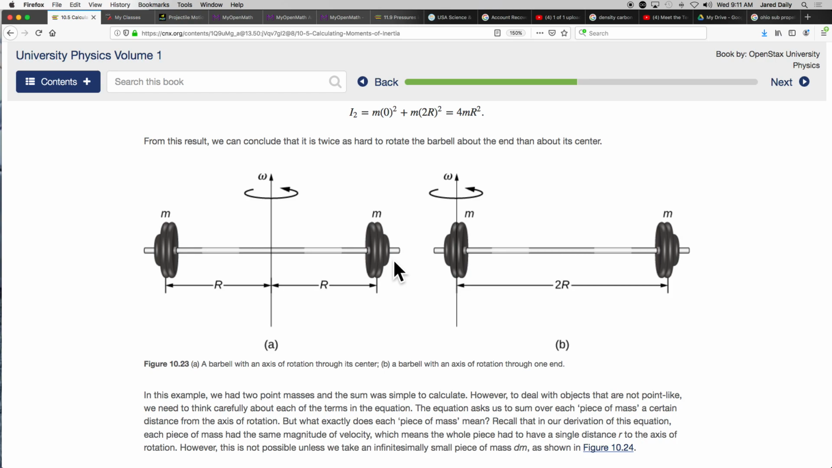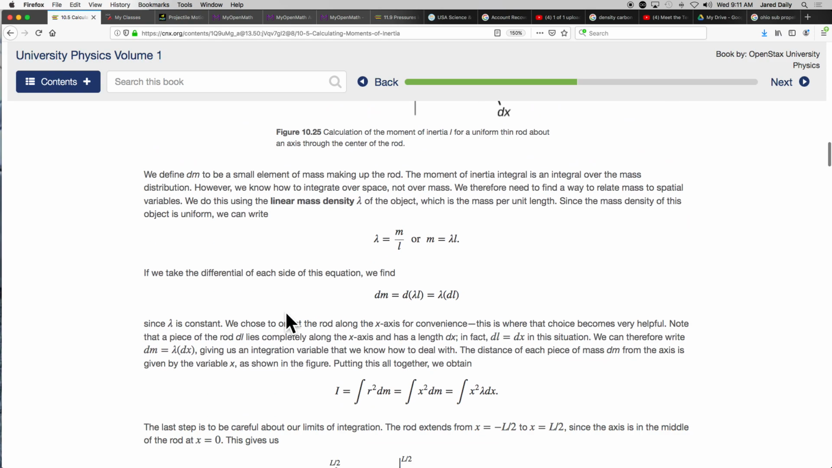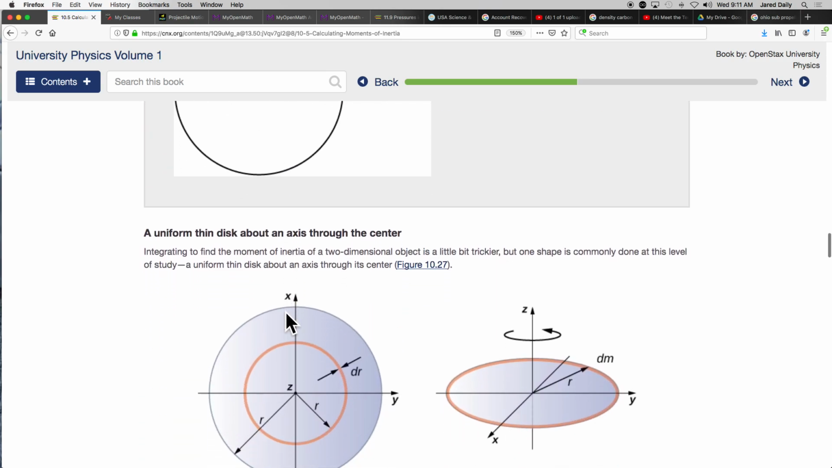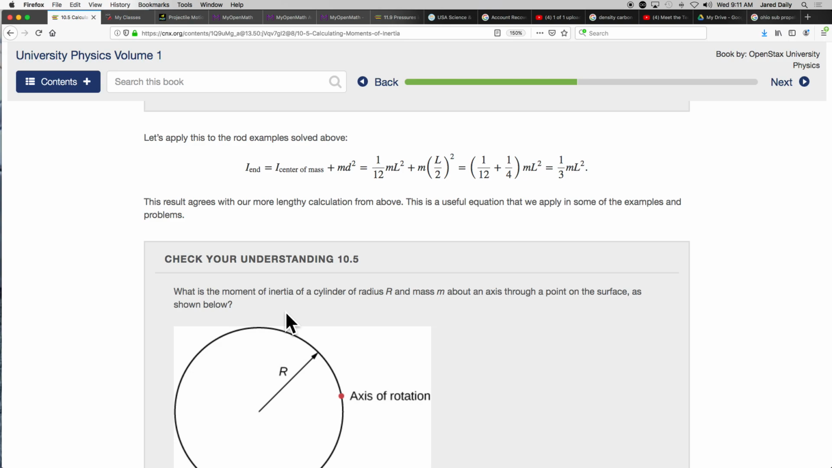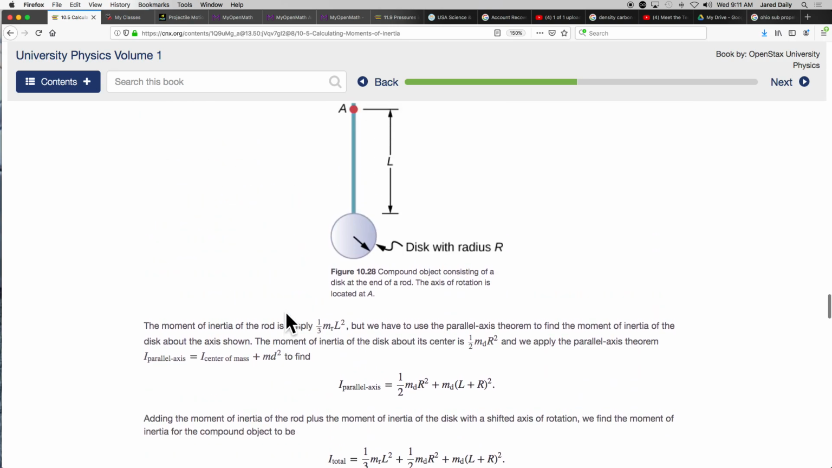And then we have to take the mass of each of the disks and multiply it by the distance squared to it and add those two things together for the parallel axis theorem. So that is what the parallel axis theorem is all about. So let's take a look at an example.